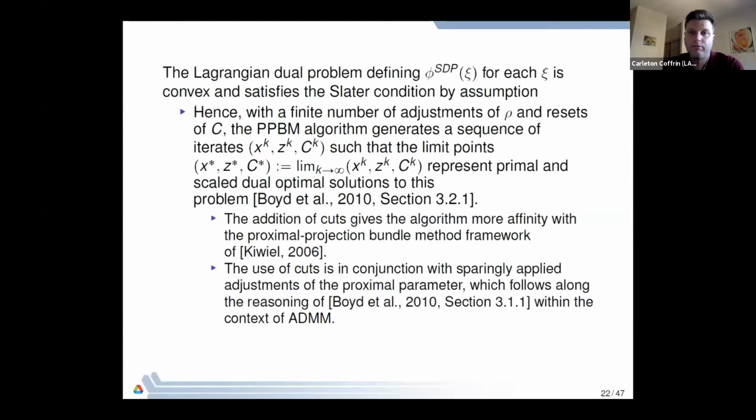Because our problem of interest is a continuous SDP, we're thinking of branch and bound node subproblems. It satisfies Slater conditions, so we can carry the theory for ADMM to show that we have dual optimality in the limit, and we have limit points in the primal solutions that are optimal. The feature of adding the cuts, of course, gives more affinity with the PPBM method.